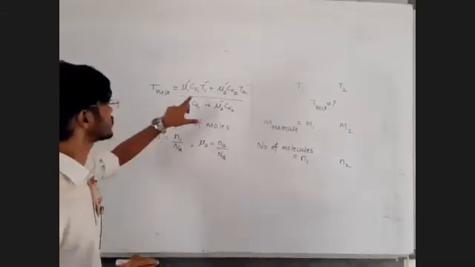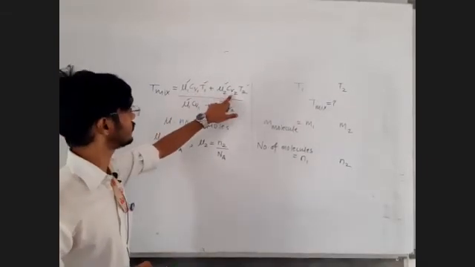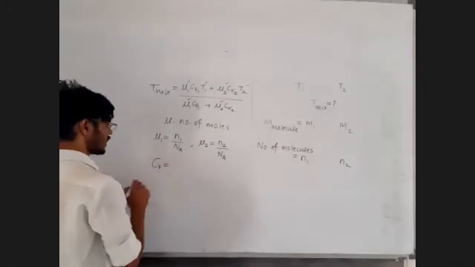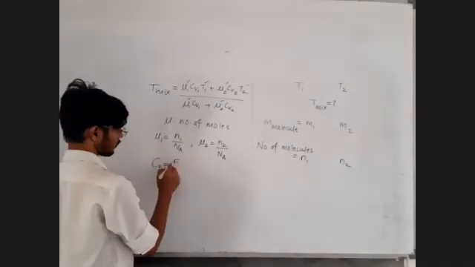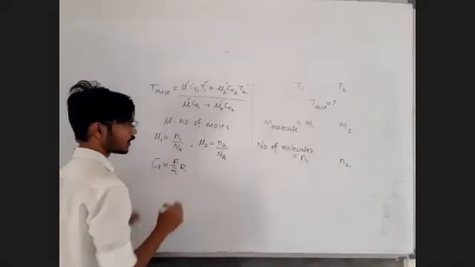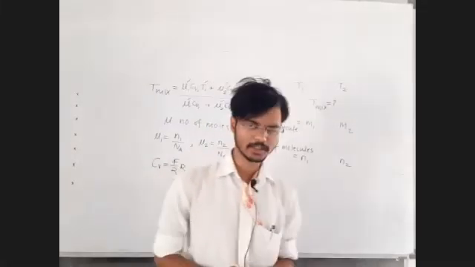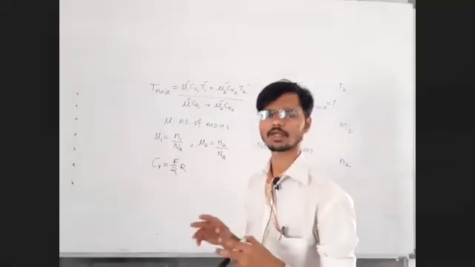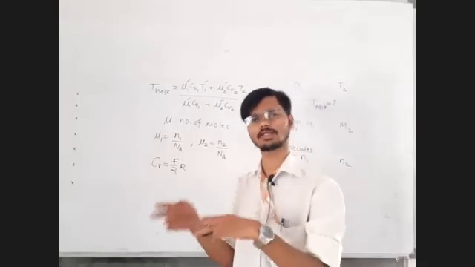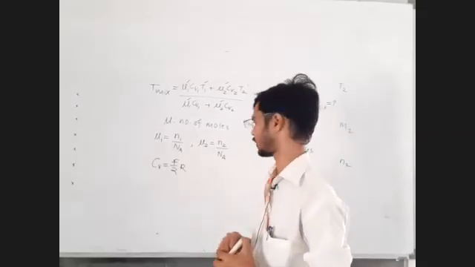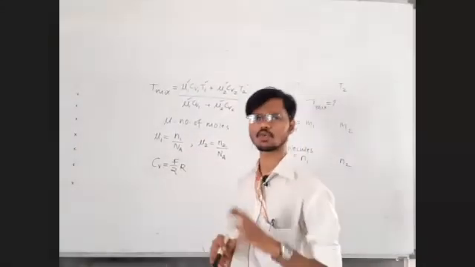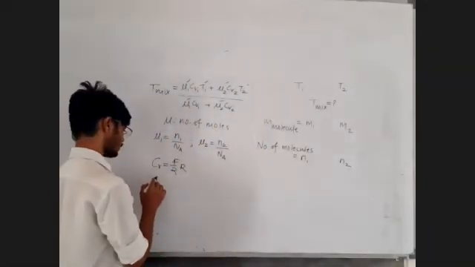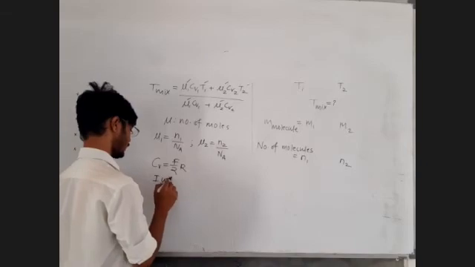Now what remains is CV1 and CV2. So shall I write CV as general formula? CV is equal to f by 2 R. Now tell me, in the question, am I specified whether the two given gases are both monoatomic, both diatomic, one monoatomic, other diatomic? I am not specified anything. So I will take both the gases to be monoatomic. So write down.